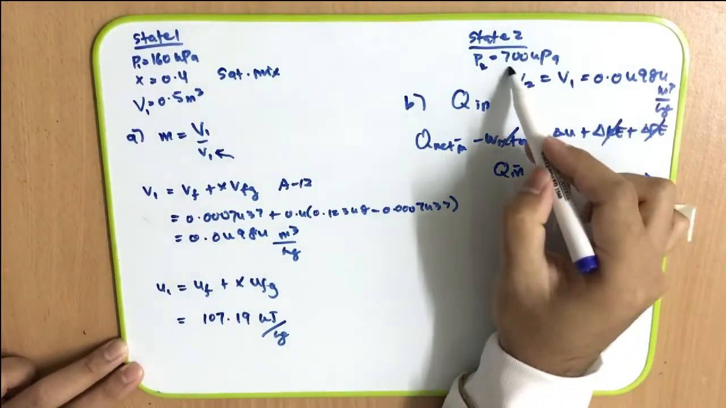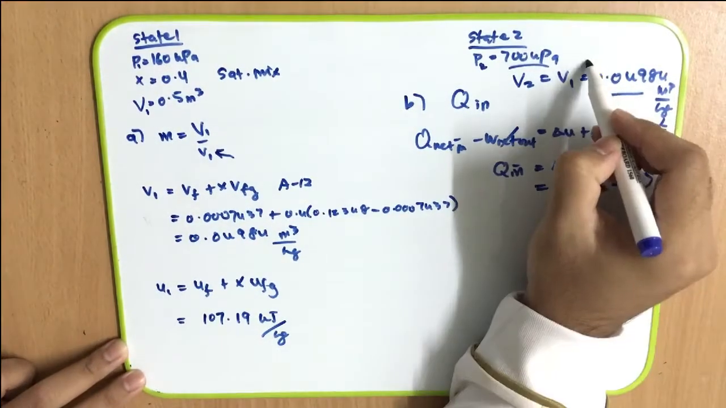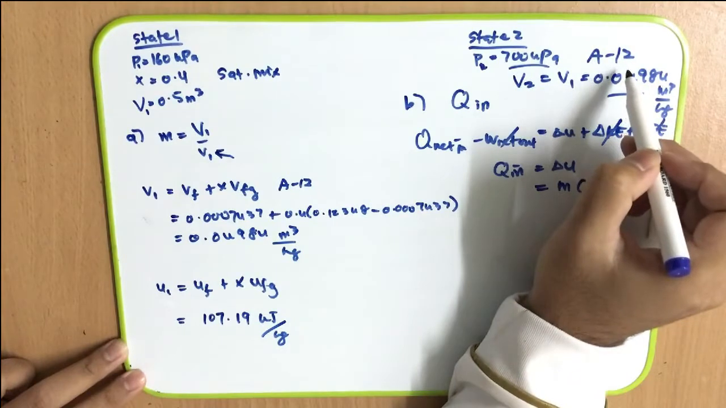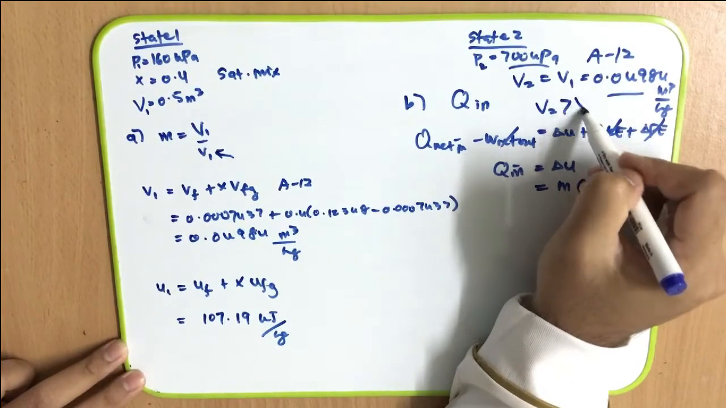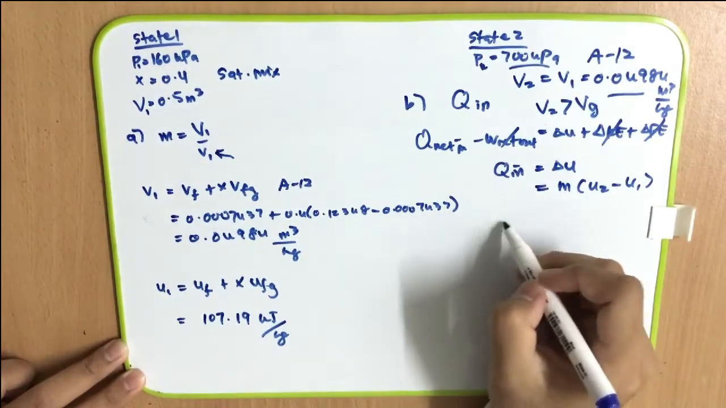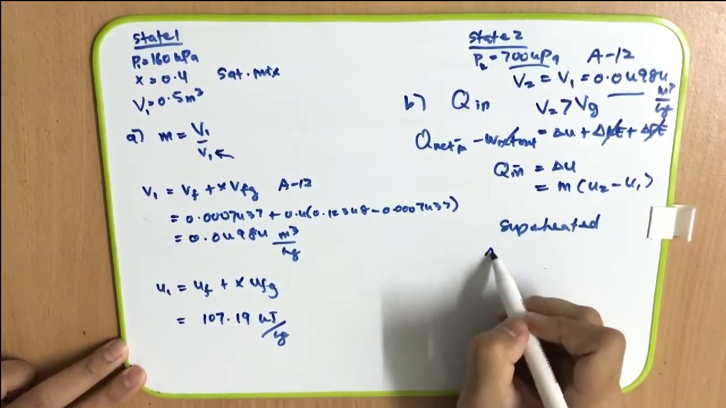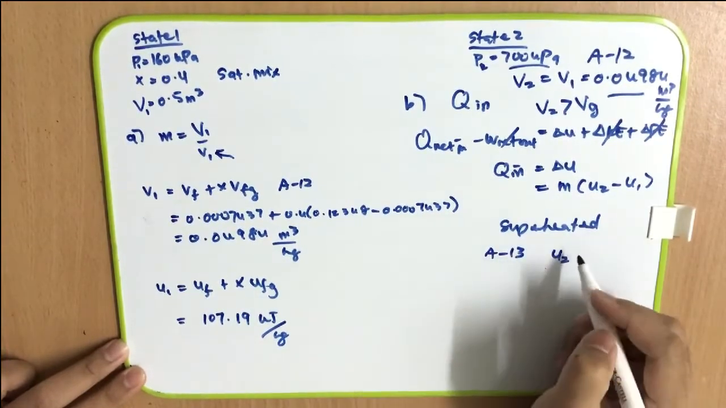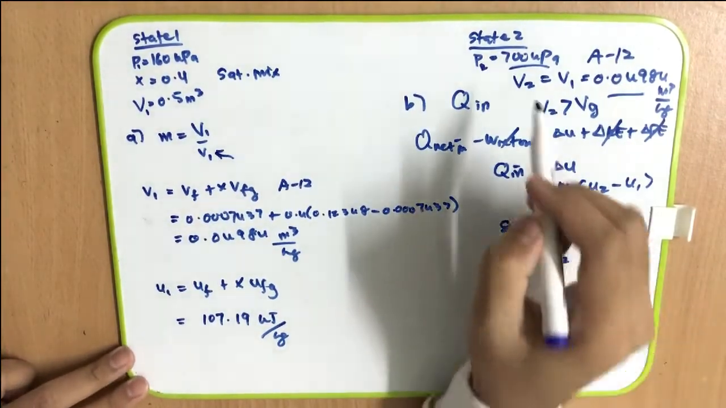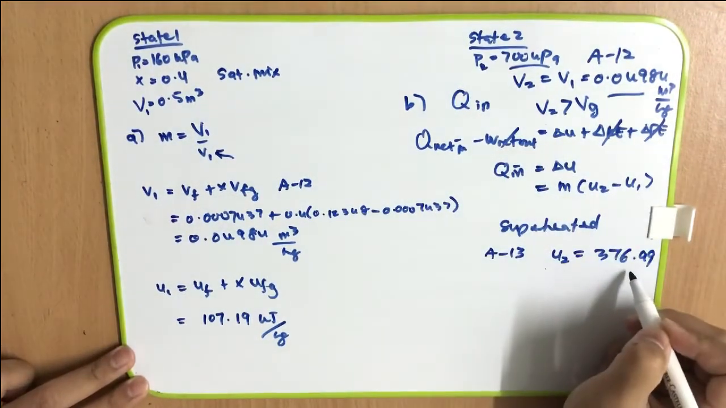By using these two pieces of info, we can find the phase for state 2. First, we go to table A12 and we find out that this v is more than the vg, so that means the phase is superheated. Next, because it is superheated, we have to go to table A13. We just pick the value of u at pressure 700 kilopascal and we will get 376.99.